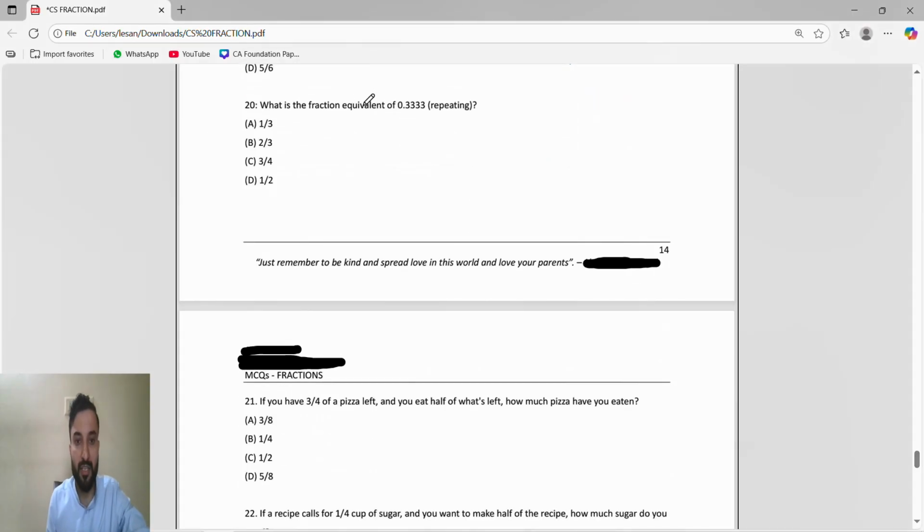What is the fraction equivalent to 0.3333 repeating? Okay, 0.33 is 1 by 3 only. 1 by 3 means 3 divided by 1, 0 point means it will become 10. 3 3s are 9. Again 1 means 10. So again 3 3s, yeah, this is the answer.